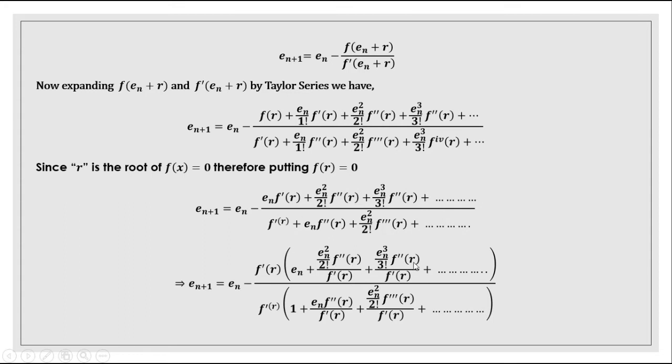In the same way we will get the same by multiplying this f'(r), and from here as well we can take f'(r) common. So we will get 1 plus e_n into f'(r). After multiplying this f'(r) into all these terms, we will get this again.